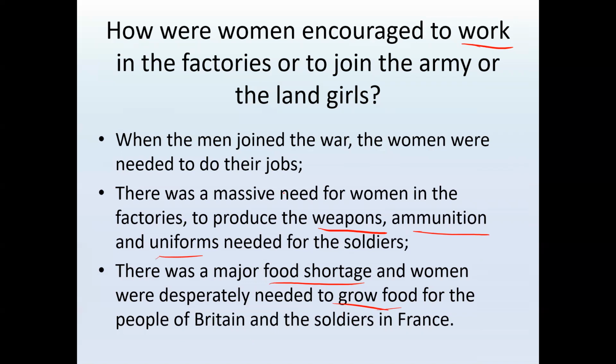So they needed essentially factories and farms. Food and weapons. They needed stuff for the war machine and stuff to fill people's bellies. And all the men were away working in France, so they needed people to work in these places instead.